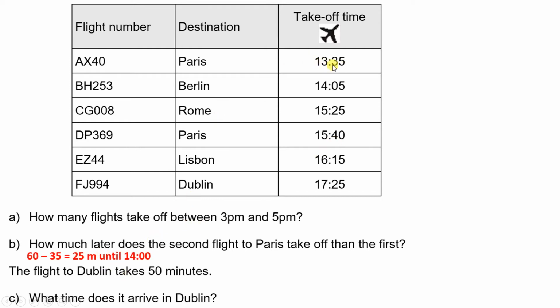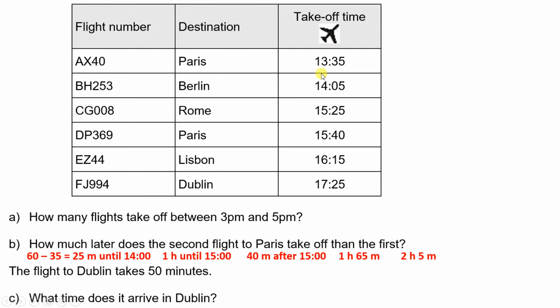So if it's 13:35, that means it will be another 25 minutes until 14 o'clock, then another hour until 15 o'clock, and then it leaves at 15:40, so it will be another 40 minutes. So we have 25 minutes, 1 hour and 40 minutes. Well, if we add those together, we get 1 hour and 65 minutes, but they don't want us to leave our answer like that because we know that 60 minutes is another hour. So really we have 2 hours and 5 minutes.